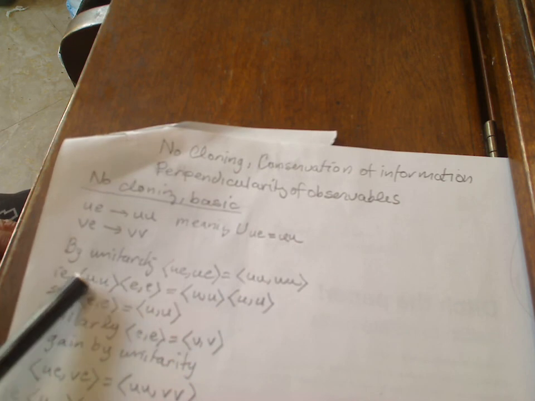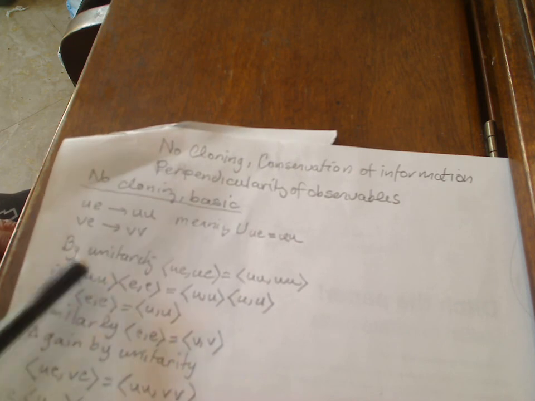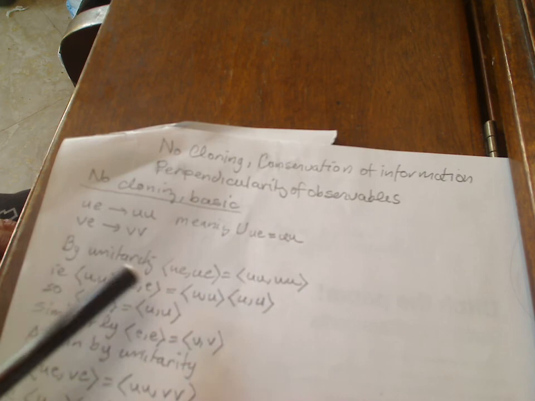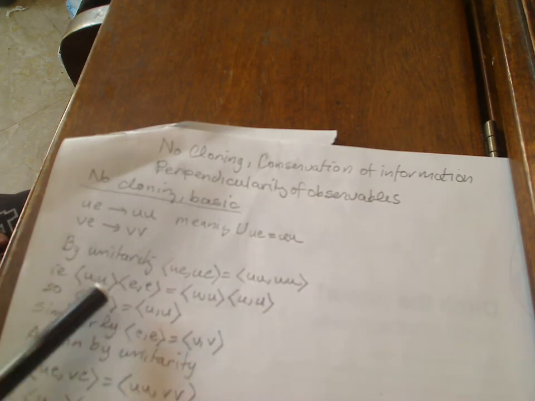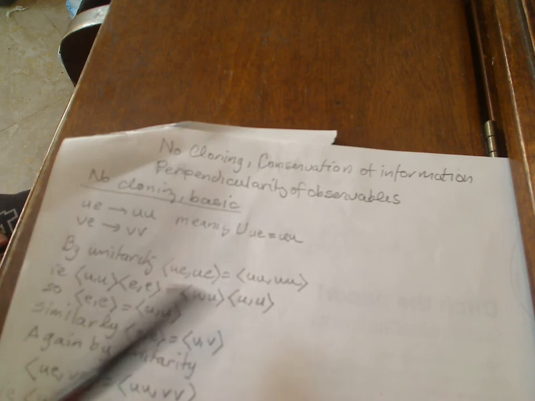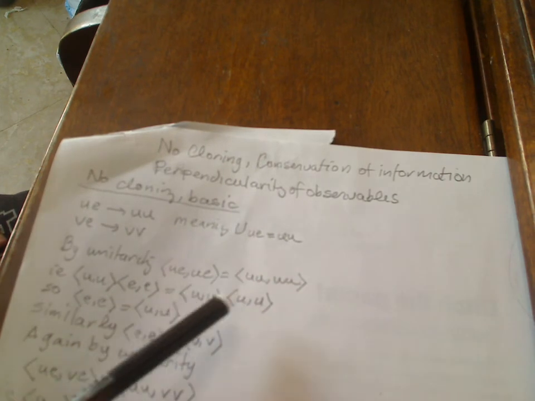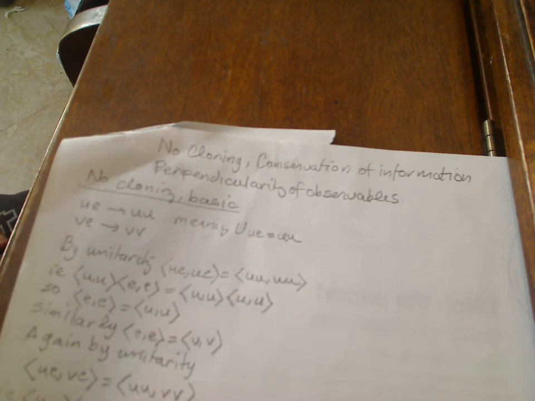Here this inner product is the inner product of the first Hilbert space, and this other one is the inner product of the second Hilbert space. So the left side is equal to U comma U times E comma E, and the right side is equal to U comma U times U comma U. Since U is a non-zero vector, you can eliminate the U comma U from both sides, and you get that E comma E equals U comma U. Similarly, exactly the same argument, just replacing U by V, you get that E comma E is also equal to V comma V.